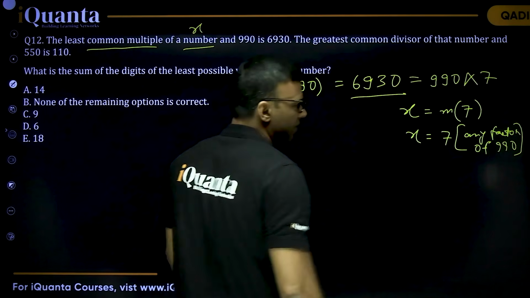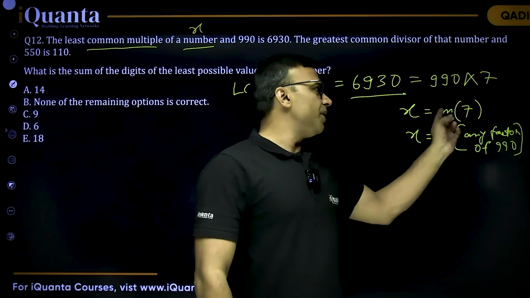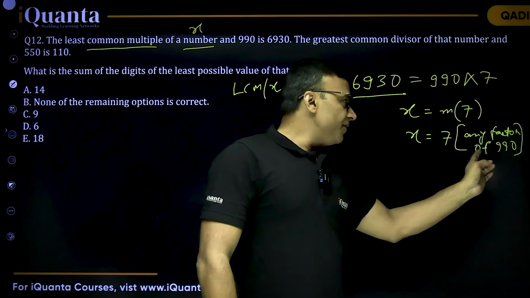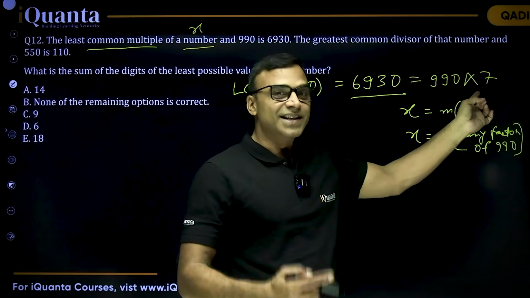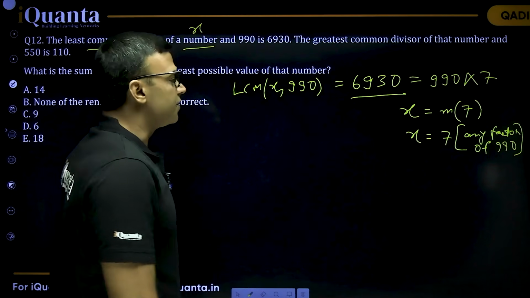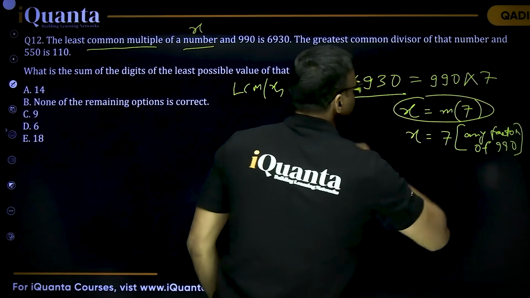But we don't need to get into that much detail. This is good enough. X should be a multiple of 7. That's it. What if this number is not a factor of 990? Then LCM will not remain 990 into 7. That is what you have to understand. Okay. Anyway, so we don't need this. We only need this much, that x has to be a multiple of 7.